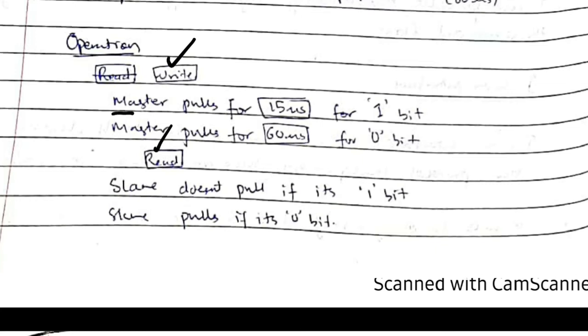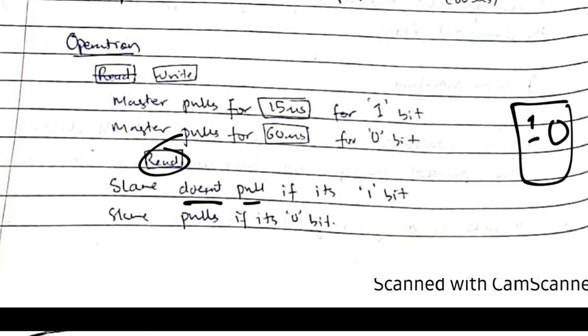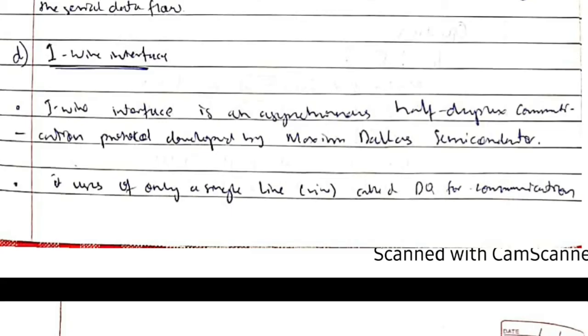If it is write, master will pull for 15 microseconds if it is a 1 bit. If 1 bit is to be written in the memory, at that time master will pull for 15 microseconds, else it will pull for 60 microseconds. If it's the operation of read, that means the slave should inform if it is a 1 or 0. At that time, slave doesn't pull the clock line if it is 1 bit, else it will pull if it is a 0 bit. By using the timings and the voltage, the data is getting transferred. Okay, so this is the working of one wire interface.